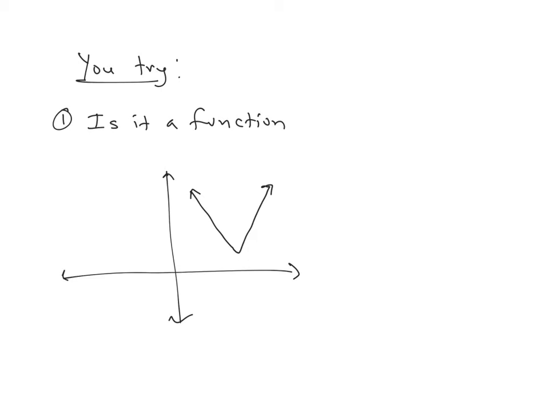All right, here's a you try. Is it a function on number 1 here? So is that graph, that V, a function here? We should be able to see that this one is going to be a function because no matter where I draw my vertical line, the blue one there, it's always only going to hit the graph one time. So yes, it is a function.